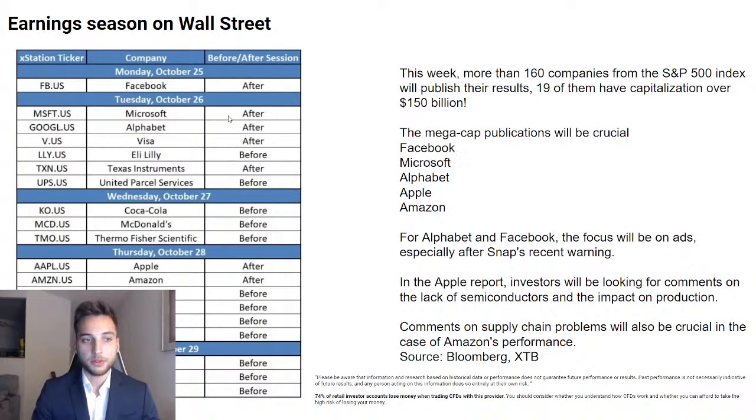In addition, here we have this week's calendar. So most of it is done. Today we still have Apple and Amazon.